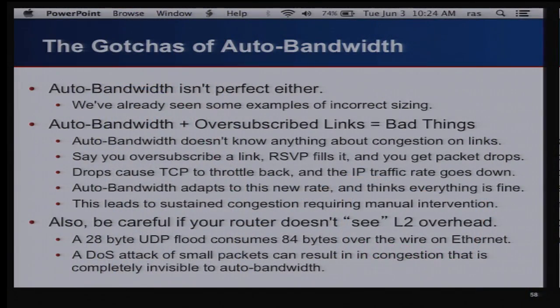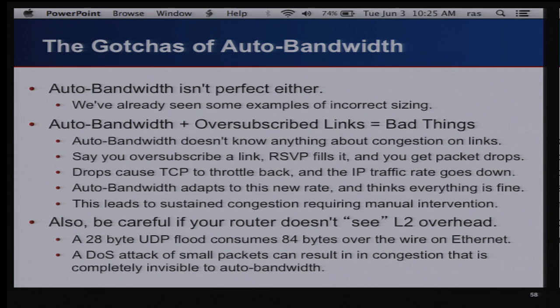And then there's also a bunch of gotchas when it comes to auto bandwidth. So it turns out that auto bandwidth isn't perfect. One classic example is when you have auto bandwidth running over unsubscribed links. So auto bandwidth, again, it's a very simple algorithm. It looks at what we think the traffic is now, and it does some basic calculations and says this is what we think the bandwidth should be going forward. But it doesn't know things like, hey, we're actually seeing packet loss on this link because it's congested.